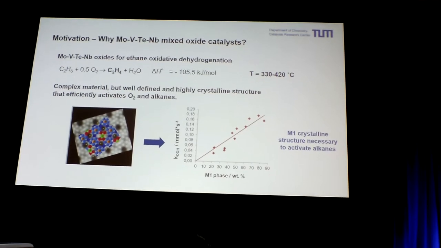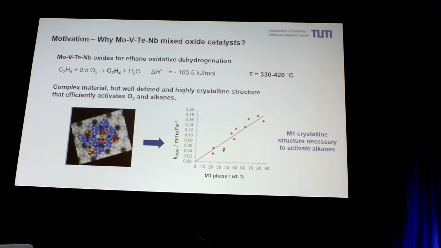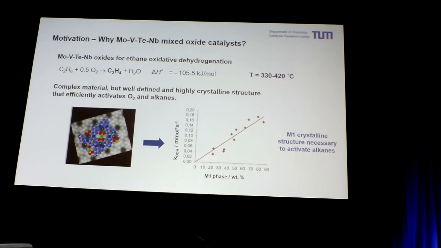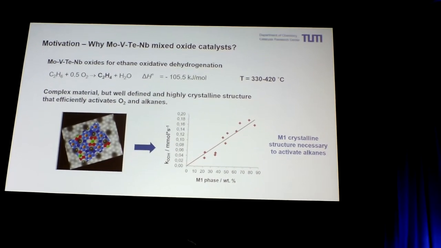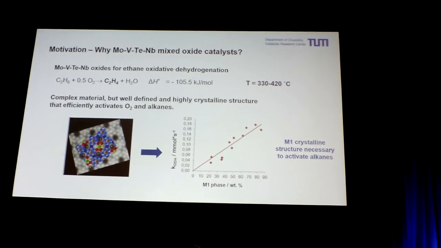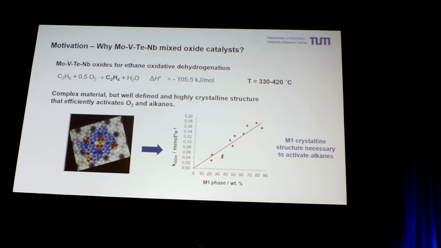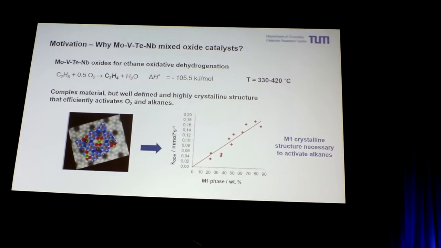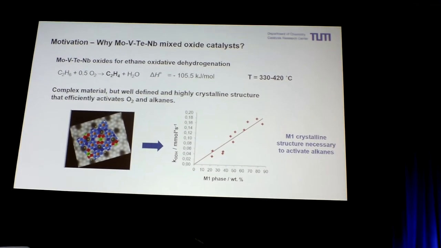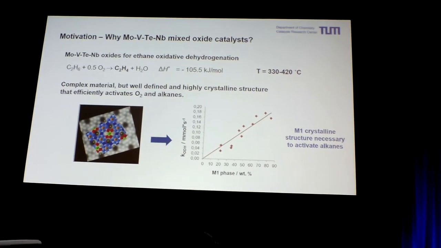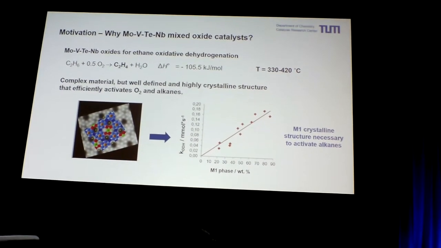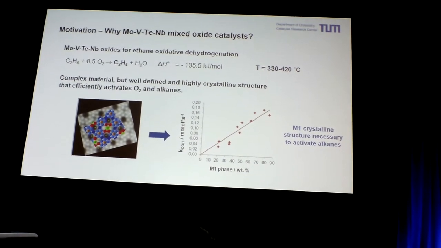But there is another important advantage, and it's that even though it is a quite complex material, as you can imagine, we have four different metals in a mixed oxide, it is, however, well-defined, because we know that the activity in alkane activation is only related to the presence of a particular crystalline phase, which is the M1 phase.